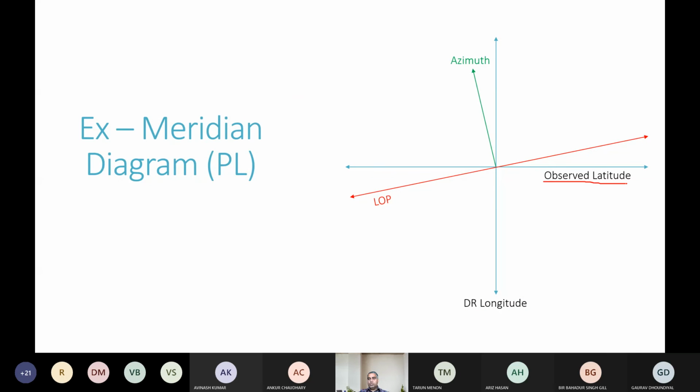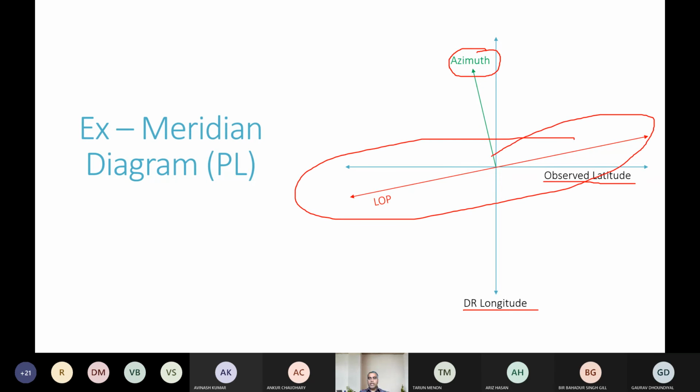You have the observed latitude, you have the DR longitude. You will draw the azimuth of the pole star at this reference position, and perpendicular to it will be your position line, or line of position. The PL is not the observed lat; the PL passes through the observed latitude and is perpendicular to the azimuth of the pole star.